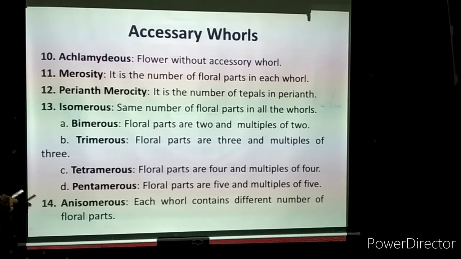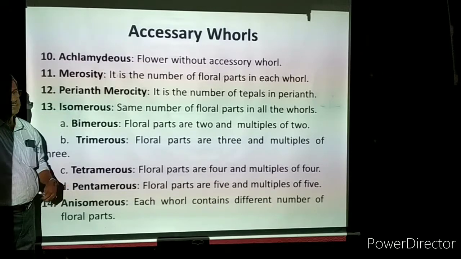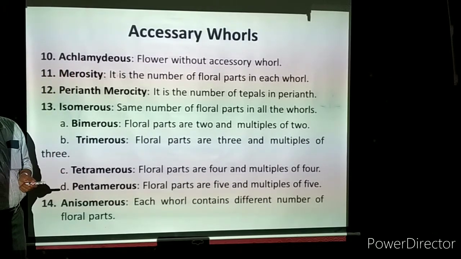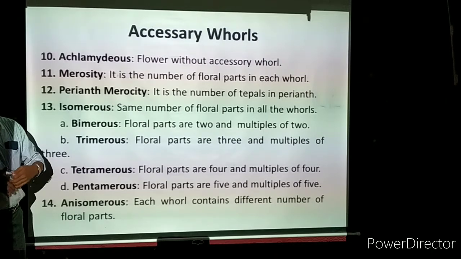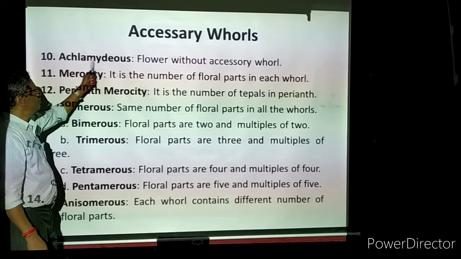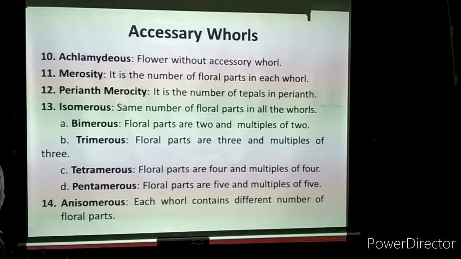In the continuation of this accessory whorls, achlamydeous. Chlamyd means accessory whorls, a means absence. So the accessory whorls, calyx and corolla, are totally absent. So the flower is an incomplete flower. Okay. Now we will talk about flower without accessory whorls. Okay, flower without any accessory whorls.